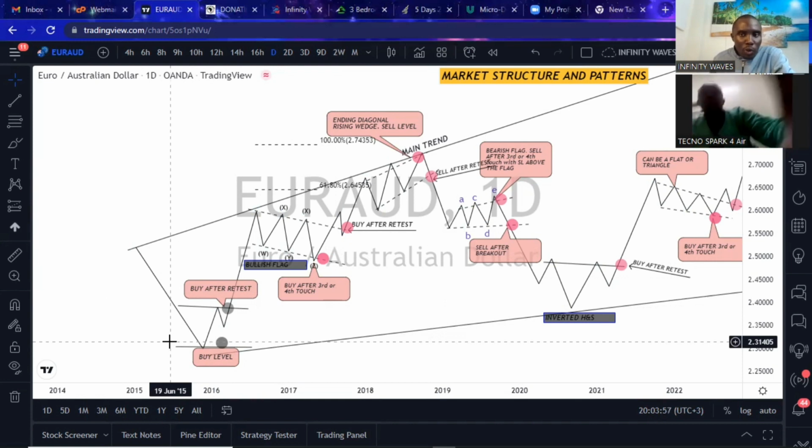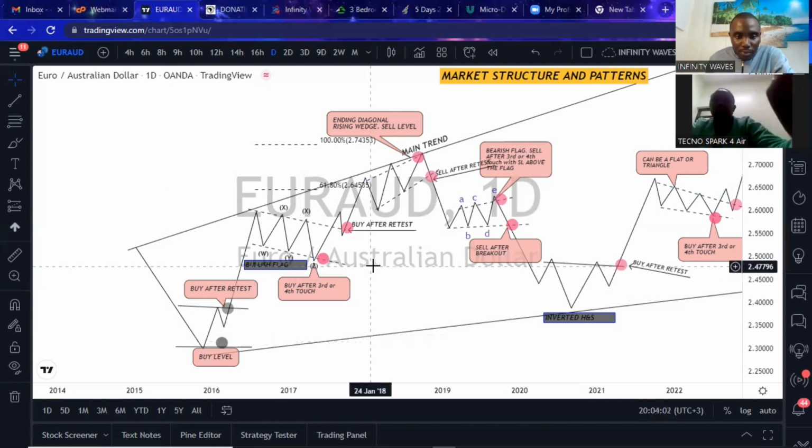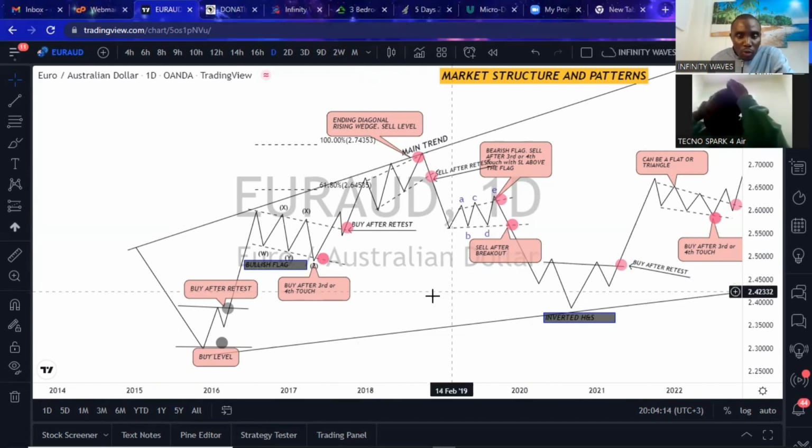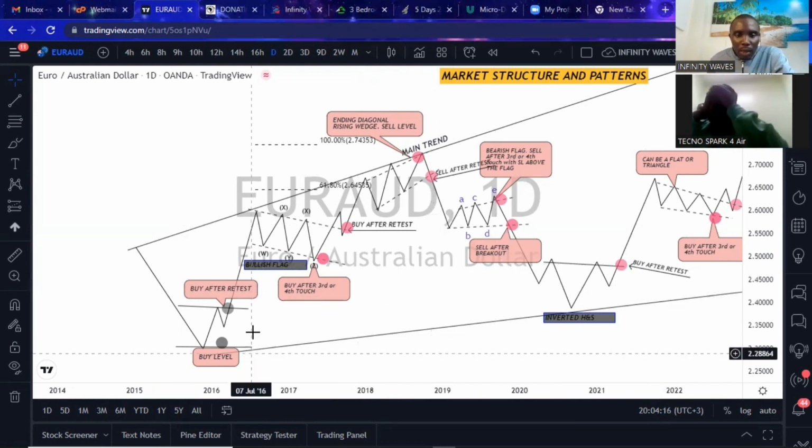So that's how we normally do this thing. It's also called reversal structures. It can be an inverted head and shoulders, it can be ending diagonals, it can be candlestick patterns from there, then you can now just jump in as well. So that means that move is coming to an end.